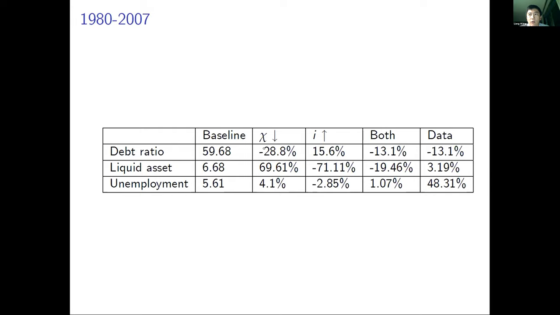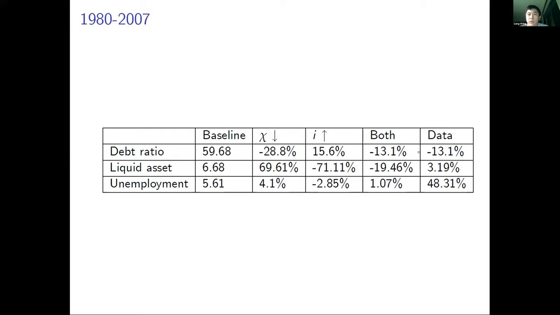And the third column, when I show an increase in nominal interest rate, is how much the change of those three statistics is due to a change in the nominal interest rate only. And the "both" column, meaning when I change both chi and i, shows the percentage change from the baseline value for debt ratio, liquid asset, and employment. And the last one is the percentage change in the real data.